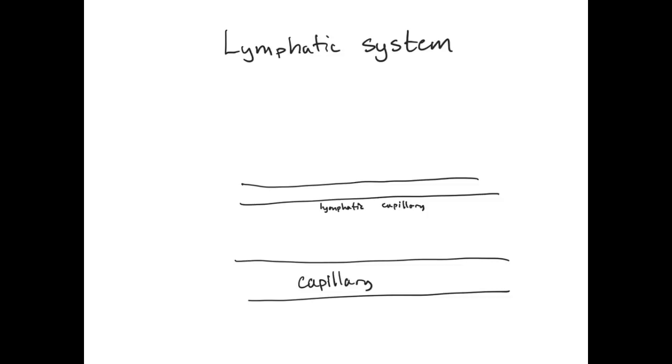Our capillaries are obviously high pressure containment systems, and fluid leaks out of those capillaries all the time. Plasma leaks out in particular. And this plasma, when it leaks into tissues, we call it interstitial fluid. And in order to maintain the balance of fluid within those tissues, we also have a system for moving fluid out of the tissue. And this system is called our lymphatic system.